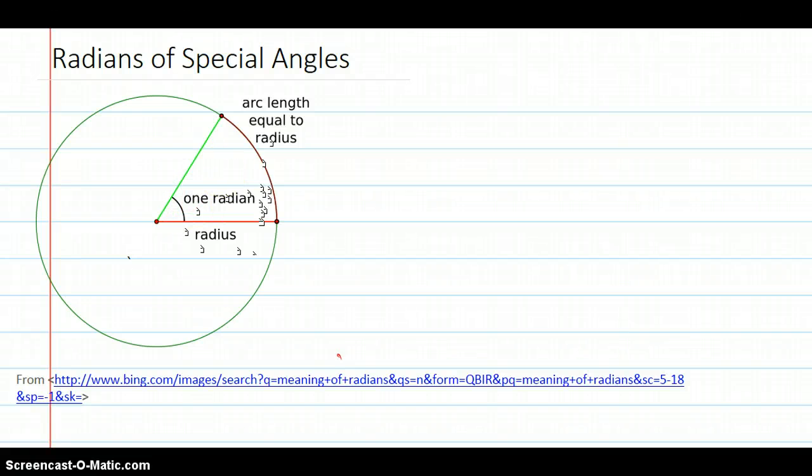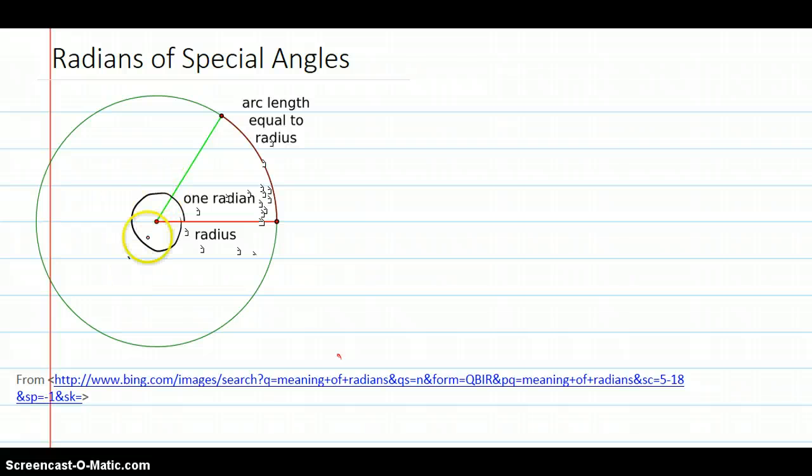It doesn't really matter what size the circle is, you would still get the same measure of that angle. For instance, if you look at even the smallest circle right here, and you take that radius, equaling this arc length, you get the same measure of that angle.